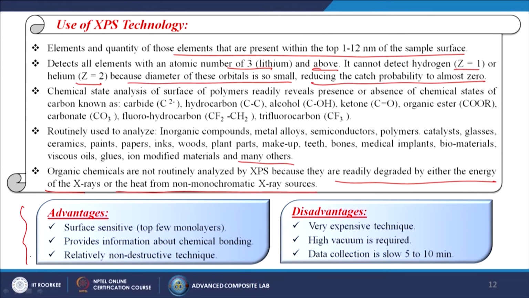What are the advantages? Surface sensitive, top view monolayers, provides information about chemical bonding, relatively non-destructive technique. What are the disadvantages? Very expensive technique, high vacuum is required, data collection is slow, it is almost 5 to 10 minutes.